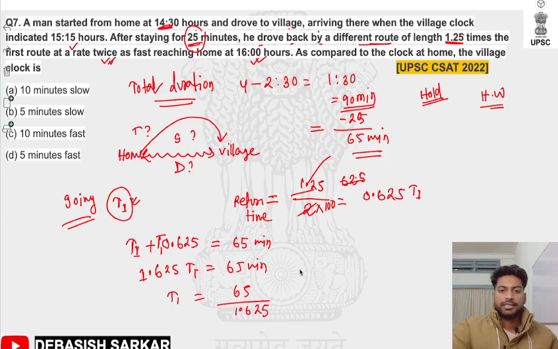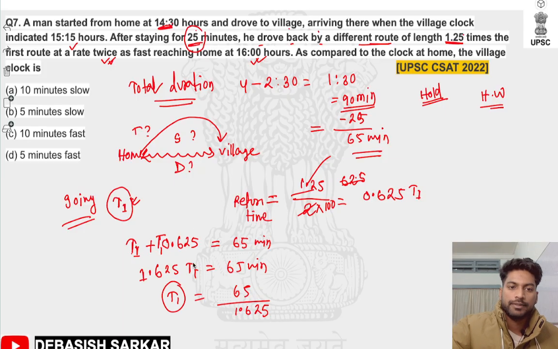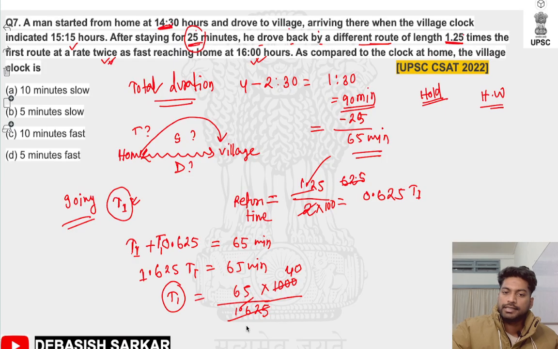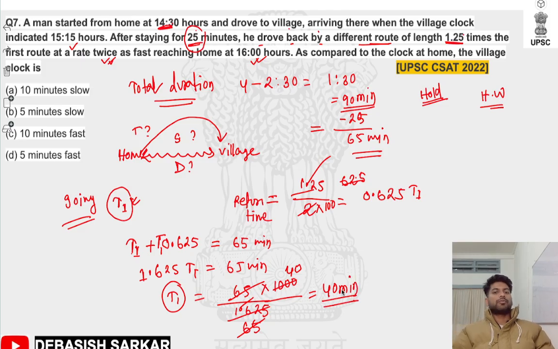Now here, t1 means while going how much time the person took. So this is 65 divided by 1.625, which is 65000 by 1625. After that just divide by 25, so you will get 40. So while going, the person took 40 minutes.